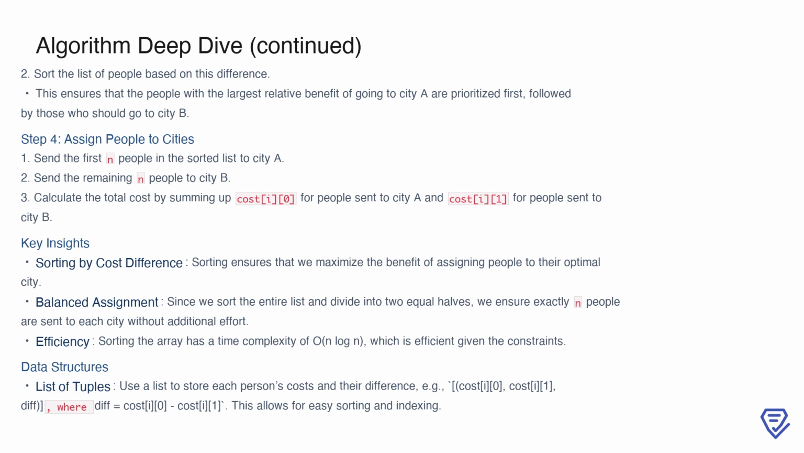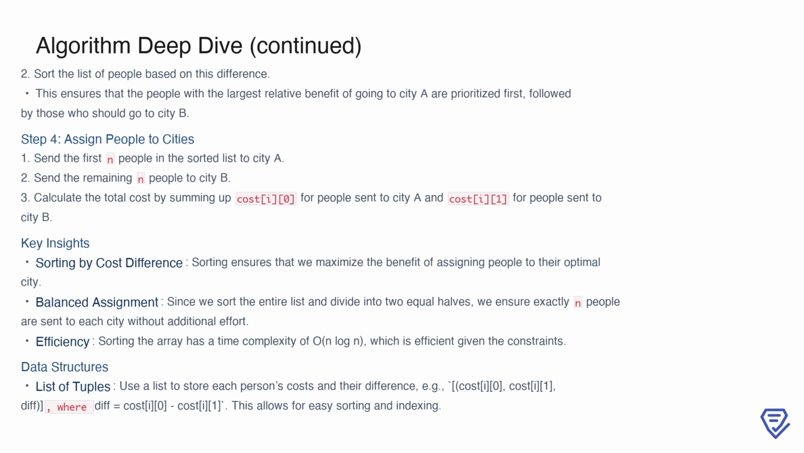After sorting, we can assign the first n people in the sorted list to city A and the remaining n people to city B. This approach guarantees that we maintain the balance of sending exactly n people to each city while minimizing the total cost. The total cost is calculated by summing the city A travel costs for the first n people, and the city B travel costs for the remaining n.